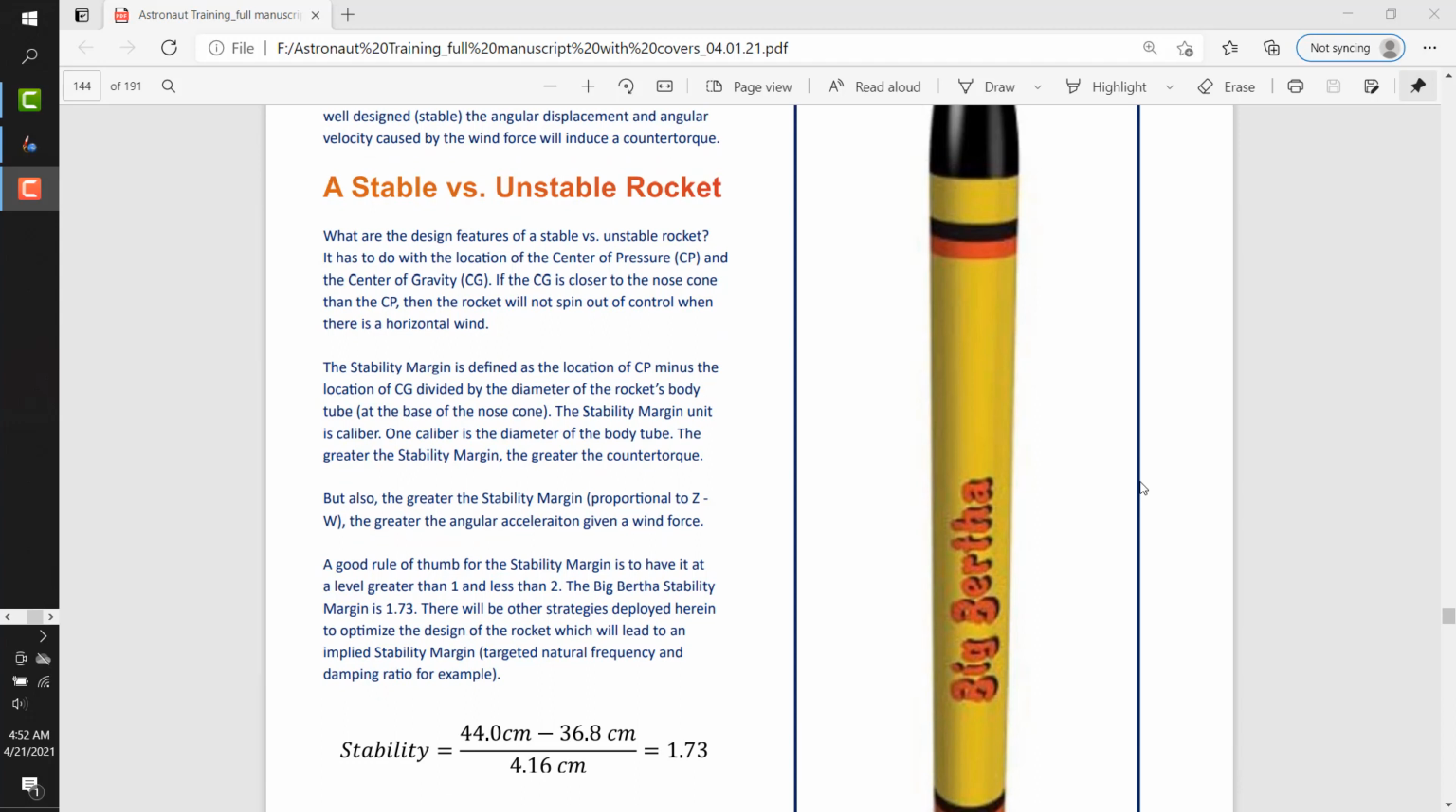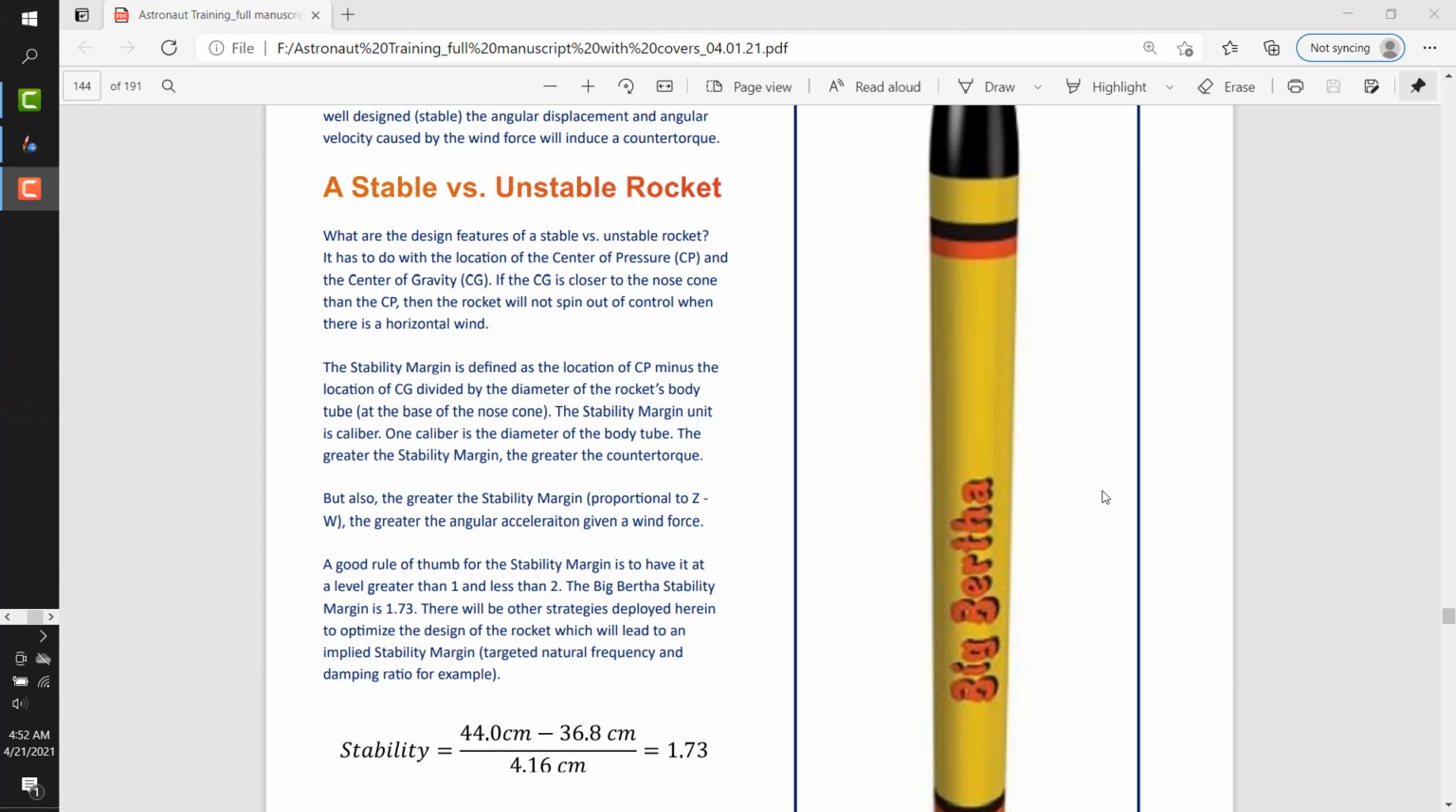If the center of gravity of the rocket is closer to the nose cone than the center of pressure, then the rocket will not spin out of control when there's a horizontal wind. The center of pressure is where, on average, the wind forces act, and the center of gravity is where, on average, gravity acts. The stability margin is defined as the location of the center of pressure, Cp, minus the location of the center of gravity, divided by the diameter of the rocket's body tube. The stability margin unit is caliber. So 1 caliber is the diameter of the body tube.